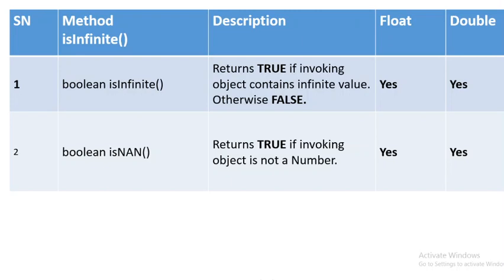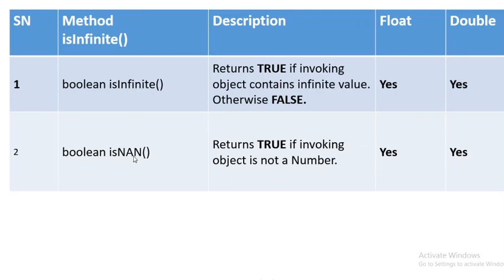isInfinite method. This is an instance method. This method is available with Float as well as Double. It returns true if the invoking object contains an infinite value, otherwise false. So if you are using a Float class object and you write float class object dot isInfinite, whatever the value in that object, if that is infinite, the return will be true, otherwise the return will be false. And the same thing will happen with a Double class object.